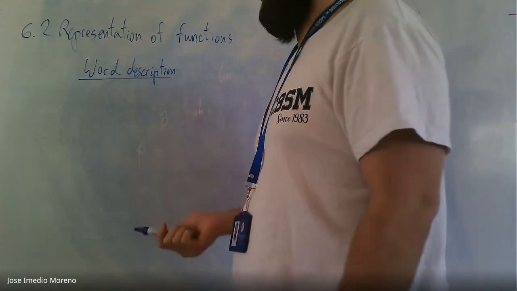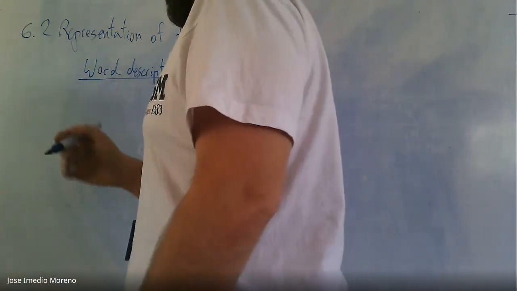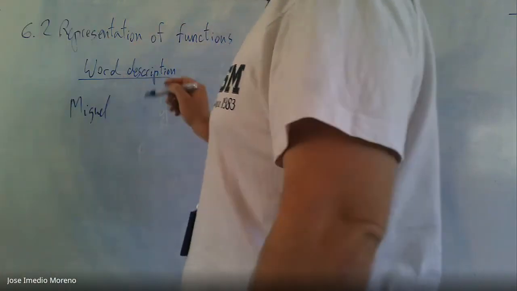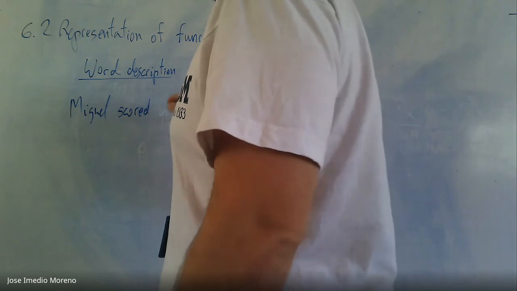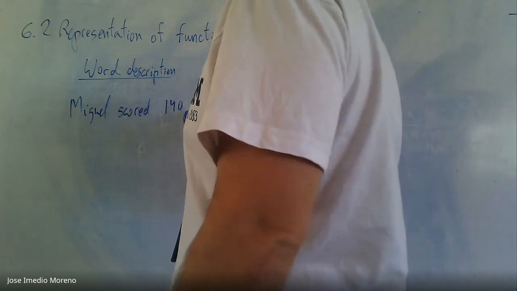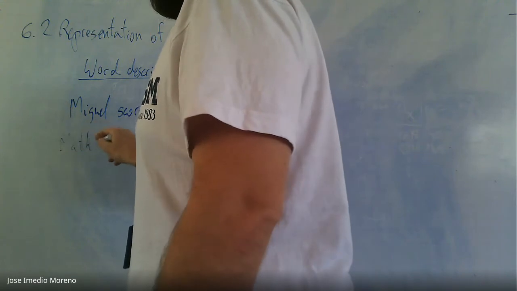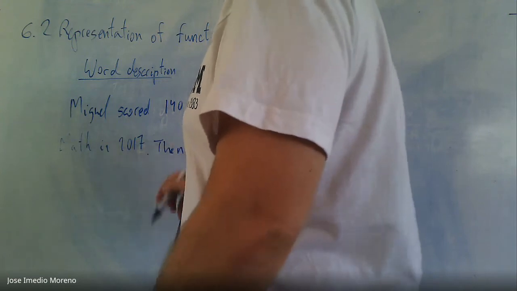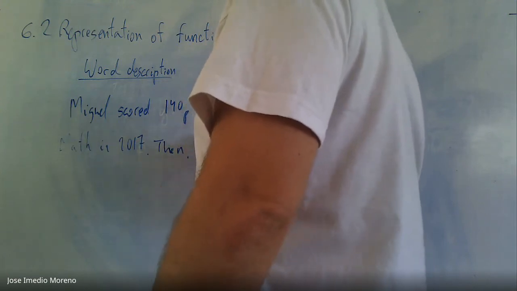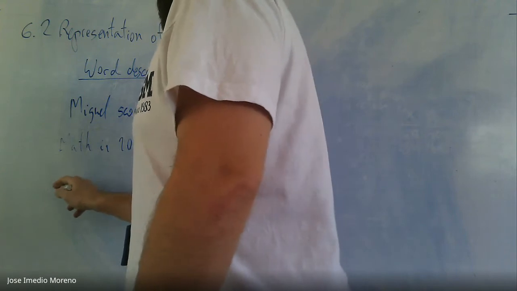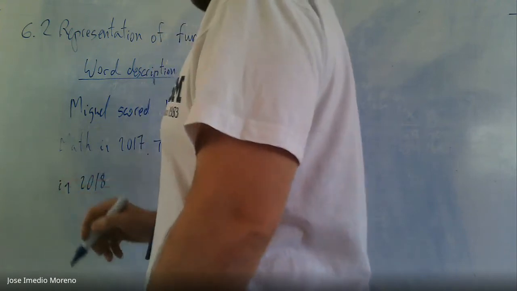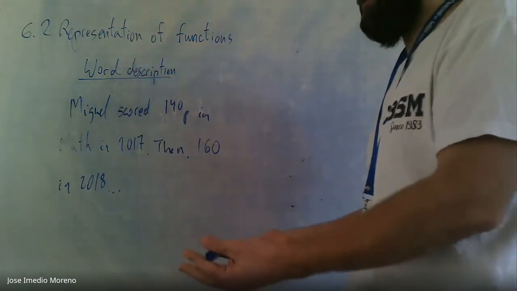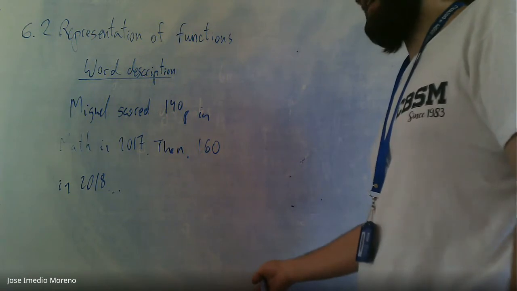Word description, let's say, I don't know, let's use Miguel. Miguel is a student. Miguel scored 140 points in math in 2017. Then 160 in 2018. And then imagine I keep writing here a description of his grades. Okay, this is a way to represent a function.